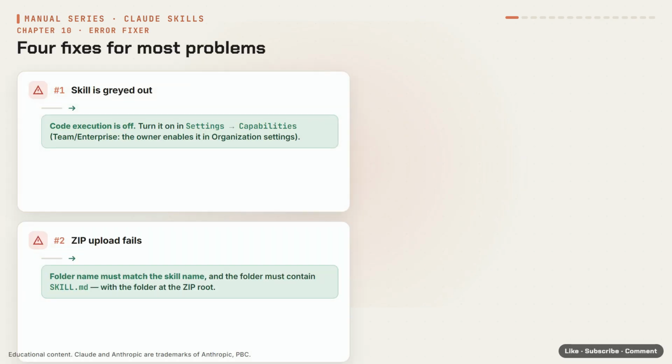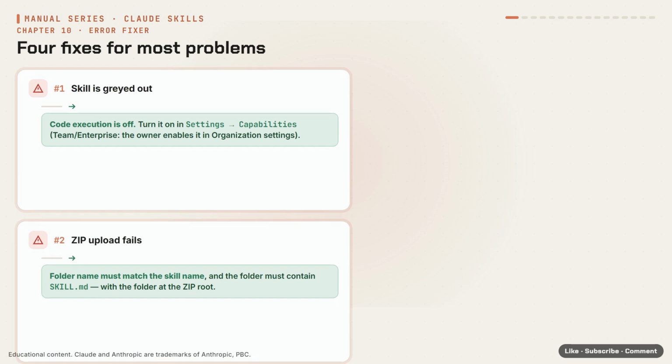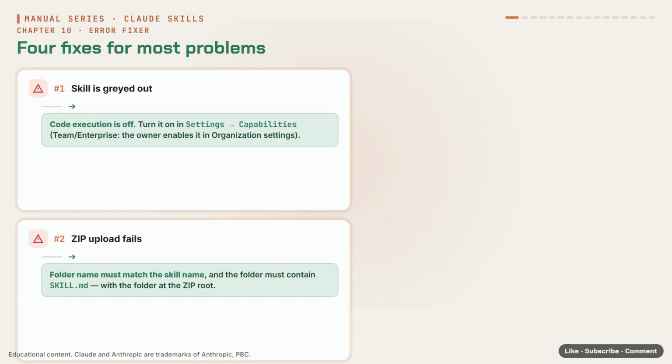Four fixes solve most problems. Grayed out skills mean code execution is off. Failed uploads usually mean the folder name does not match, or SKILL.md is missing. A skill that never triggers needs a clearer description, and new skill folders need a restart.